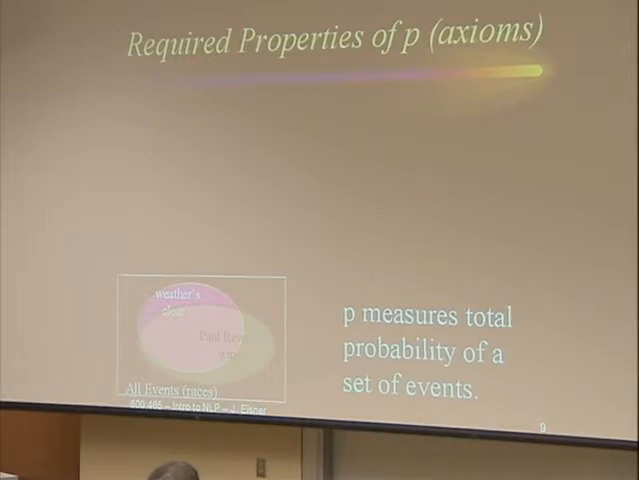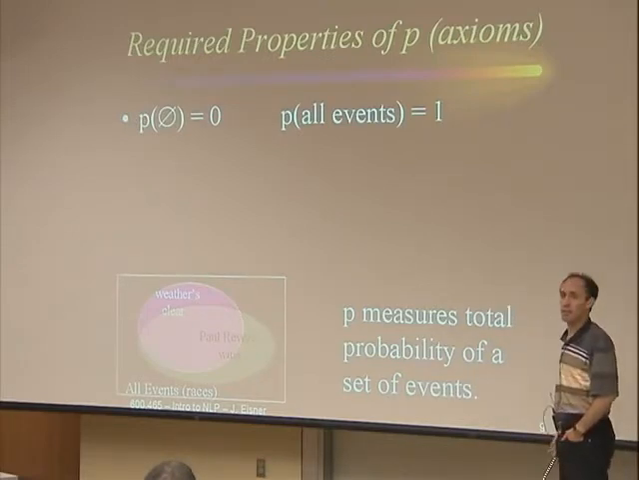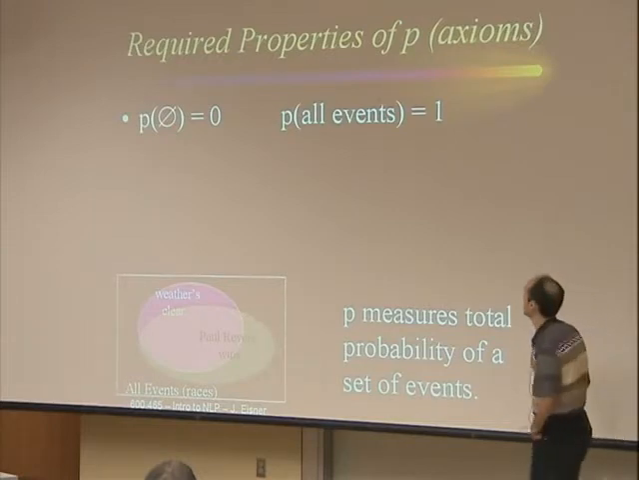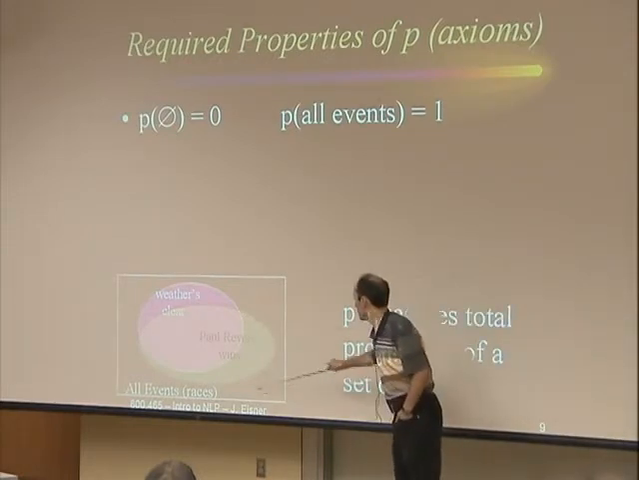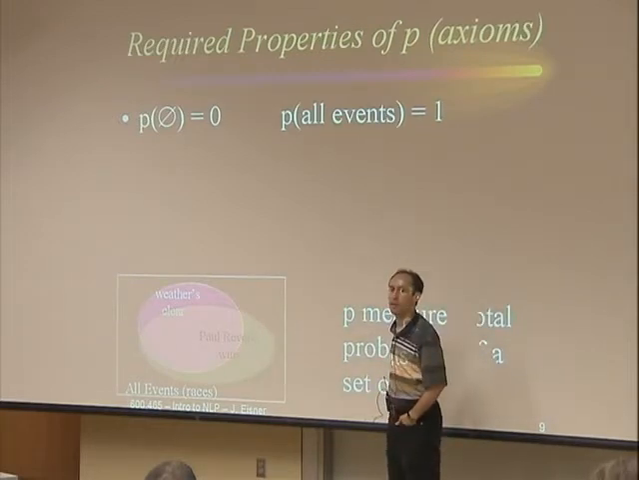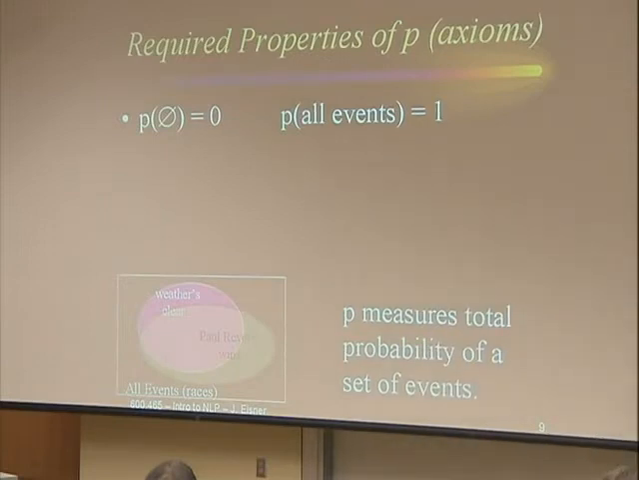But I don't want to do it totally formally, but I do want to tell you a little bit about what the required properties of P are. So the probability of the empty set is 0. In other words, something always happens. You always get some event. The total probability of this rectangle, so the probability of the predicate that says yes everywhere, is 1. And everything else is in between.